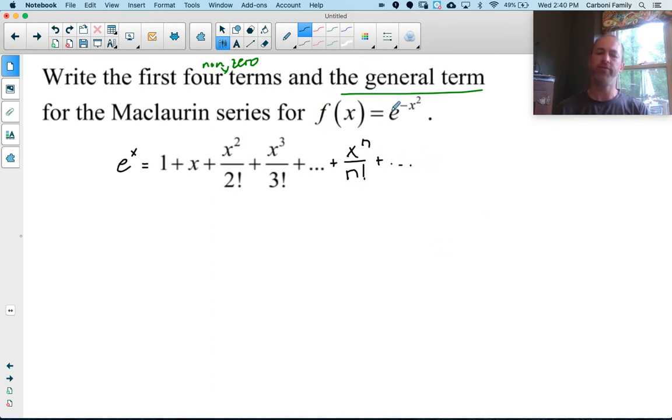And I want a series for f of x. Well, what I need to do now is think, what did I do to e to the x to turn it into e to the negative x squared? And I did that by replacing the x.